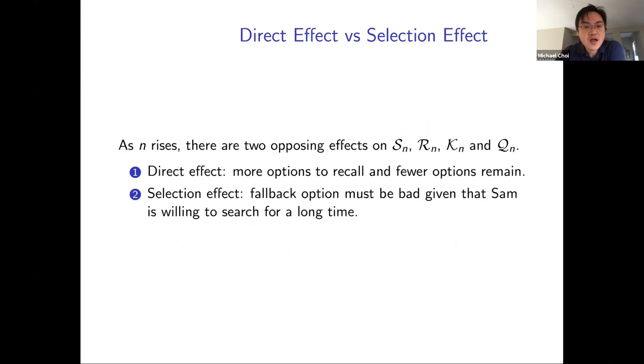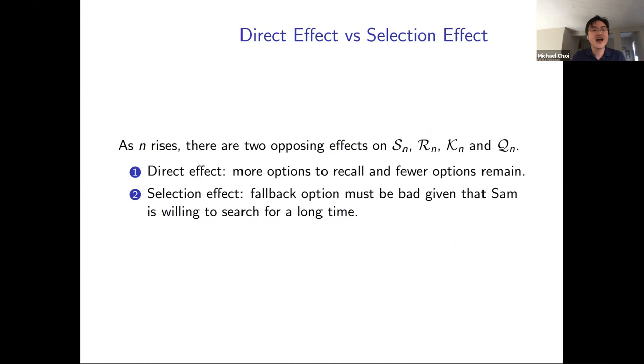As you search more and more, the main economic forces are two effects. First, a direct effect. As you explore more and more options, naturally, you have more and more things to recall. So you build up your fallback option. And then the future gets worse and worse because you're doing non-stationary search, so the remaining boxes are quite bad. So the direct effect will make you stop earlier. Okay, so that's just natural.